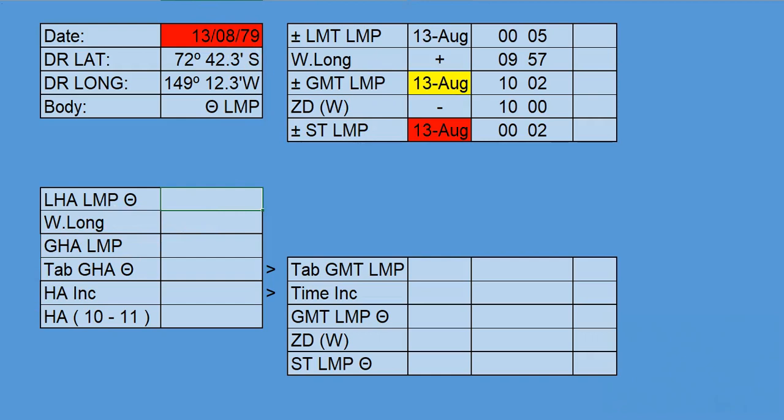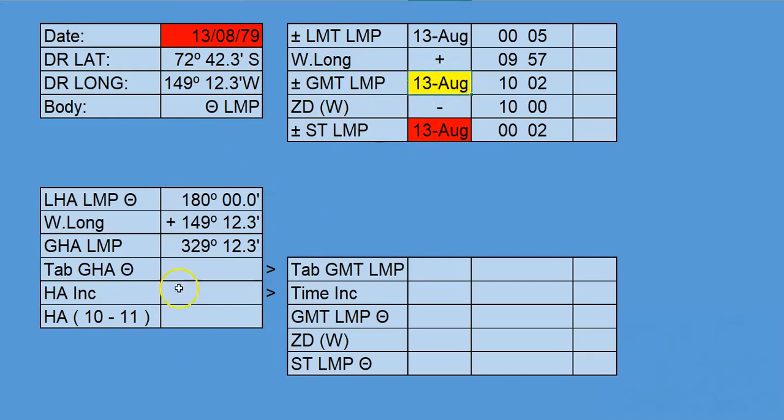So we said that for lower meridian passages, the only real significant difference is the 180 degree LHA. So we're starting at 180, we've got a west longitude going from local to Greenwich, and therefore we will be adding. We'll add 149, which is our longitude, to the LHA, and that gives us a Greenwich hour angle for lower meridian passage of 329 12.3. Now all we need to do is go into the almanac and find the tabulated GHA on this date over here.